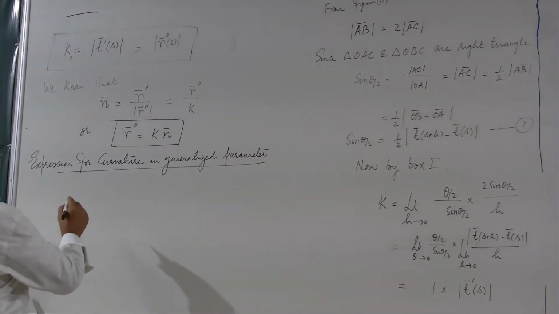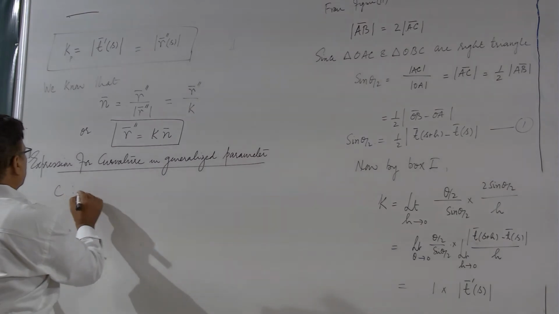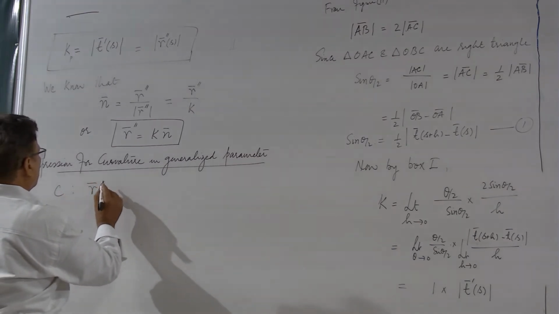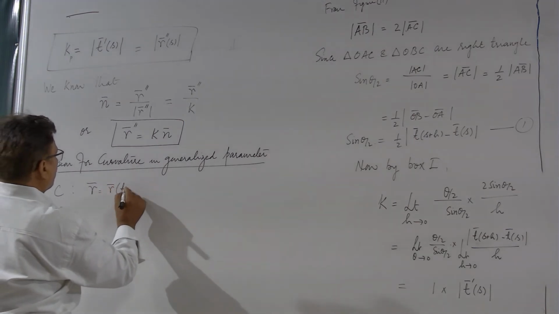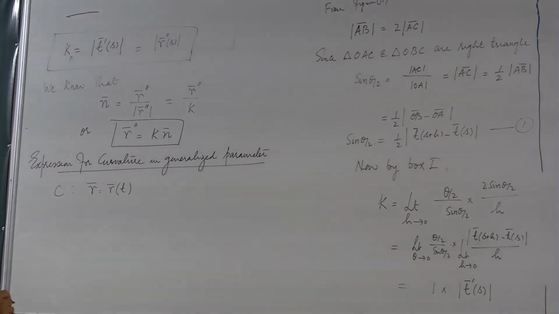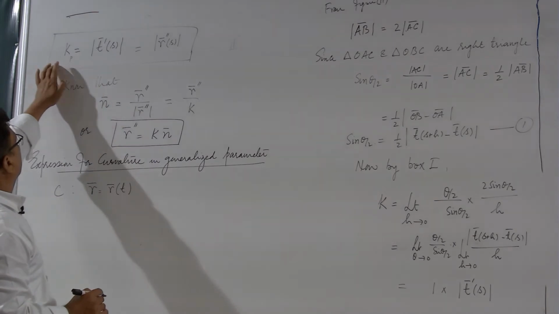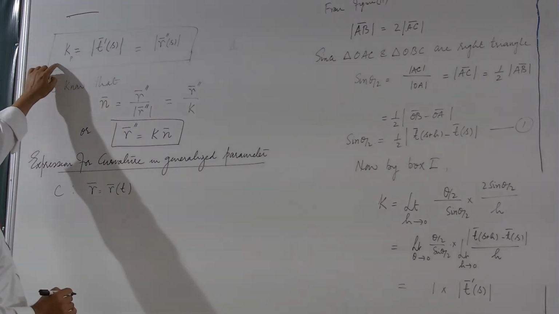Let me consider the curve in a generalized parameter, so r equal to r(t), where t is a generalized parameter. I am considering the same curve. The only thing is that a generalized parameter is introduced for that curve. What will be the expression for curvature? So, I will start from here.